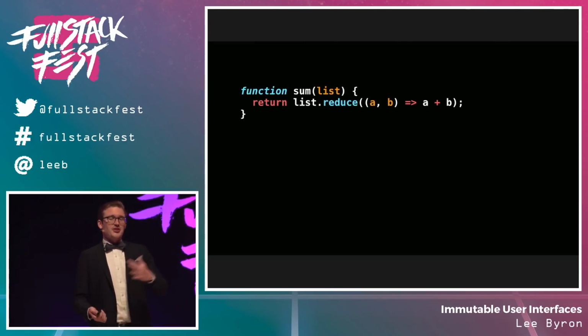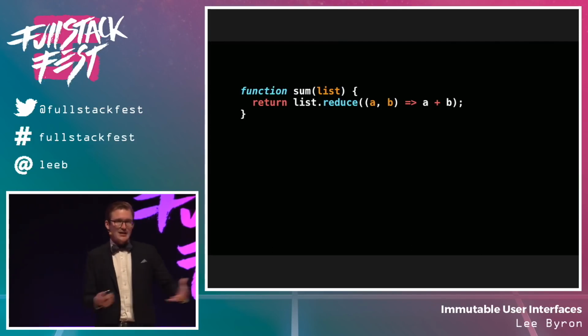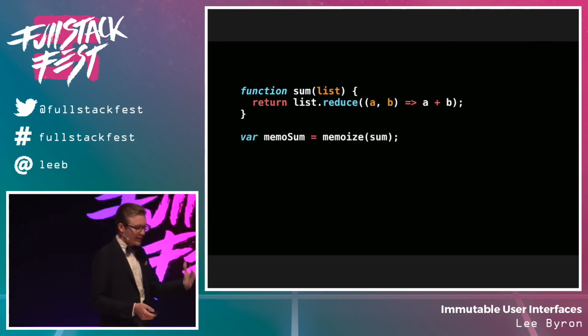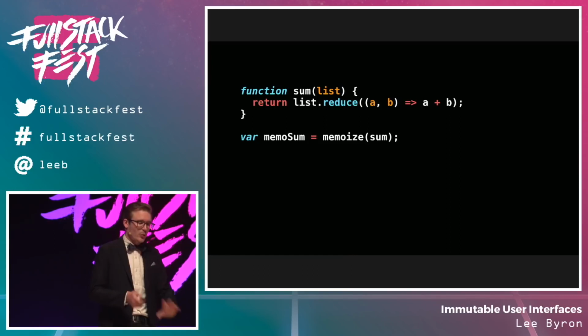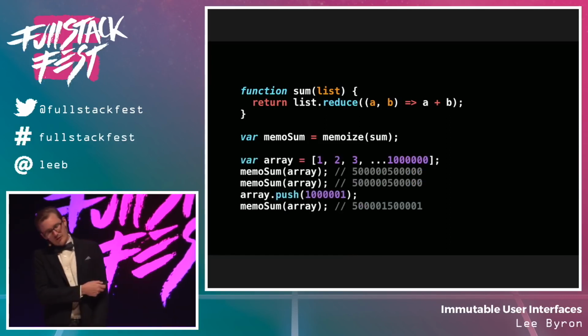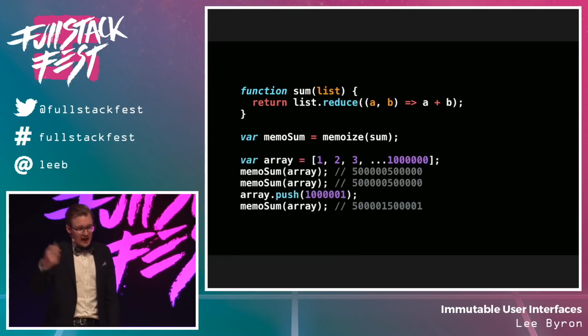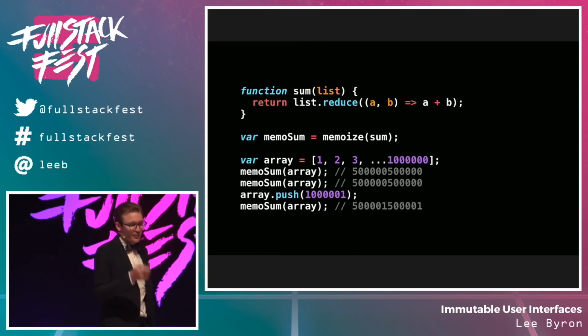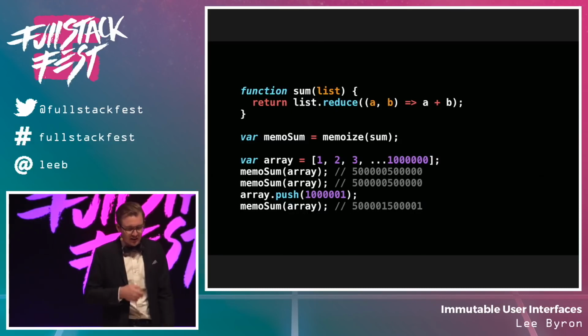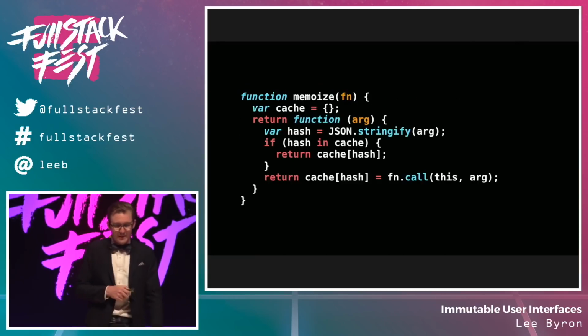This is going to be the sum function. So we're going to take a list of numbers. We're going to add them all up. And I know I'm going to give this a really big list of numbers, so I want to memoize it. So I'm going to give a list from 1 to 1,000,000, and then I'm going to add them all up, and then I'm going to push onto that array and then call this again. So this is what I want to see, right?